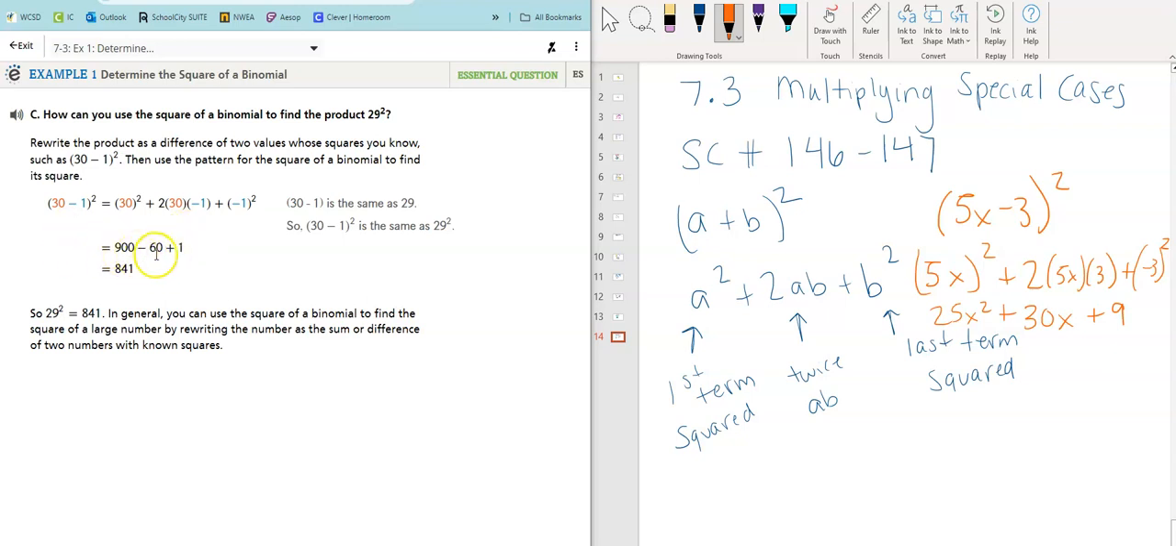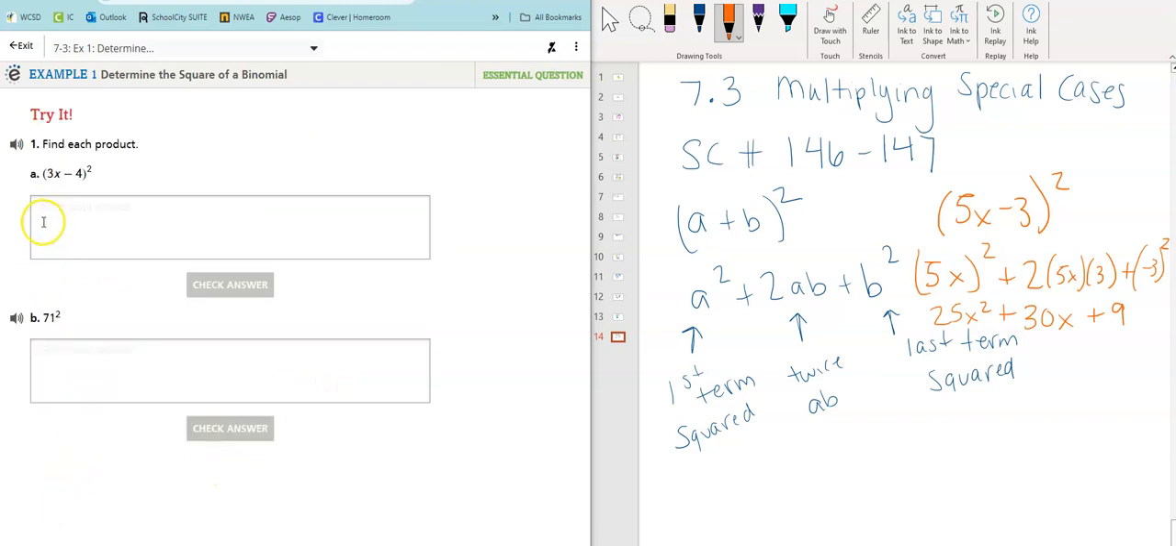At the end is just 1, and in the middle, 2 times 30 times negative 1 is negative 60. Put them all together, and you have 841. So in general, you can use the square of a binomial to find the square of a large number by rewriting it as a binomial, as a sum or a difference. Okay, so just a way to use it.